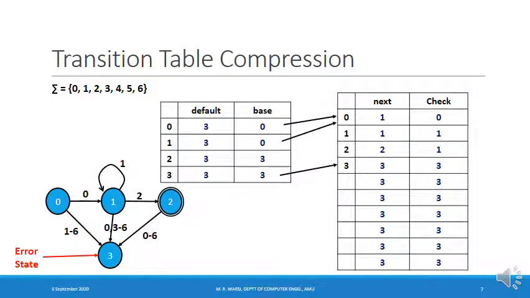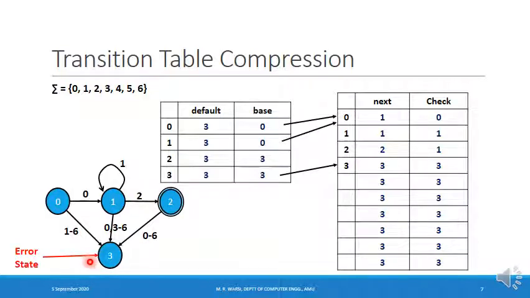Let's now understand the purpose of the default array. I have slightly modified the previous example, and now I am taking sigma from 0 to 6, so there are 7 input symbols. I have also made a modification in the finite automata. I have introduced an error state, that is state number 3. Whenever there is an error in the input symbol in any of the states, I am going to state number 3. So 3 is denoting that there is an error in the input pattern.